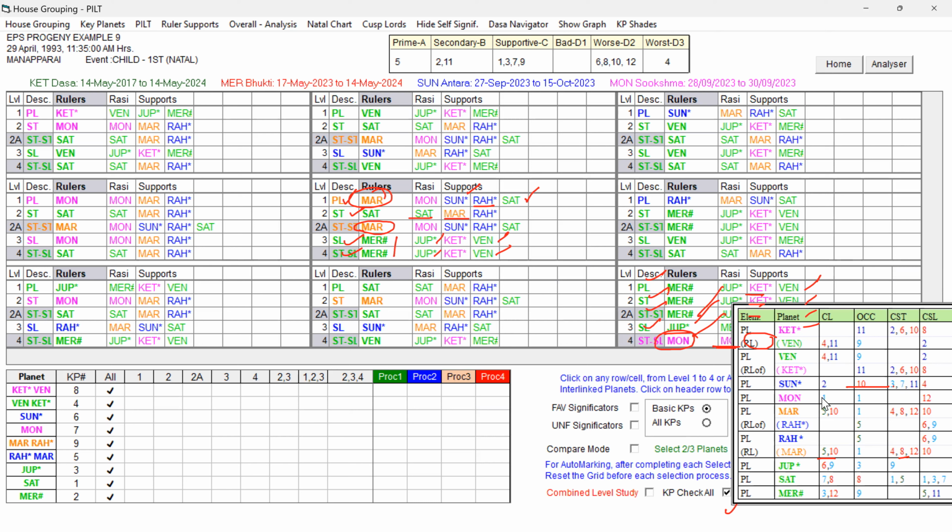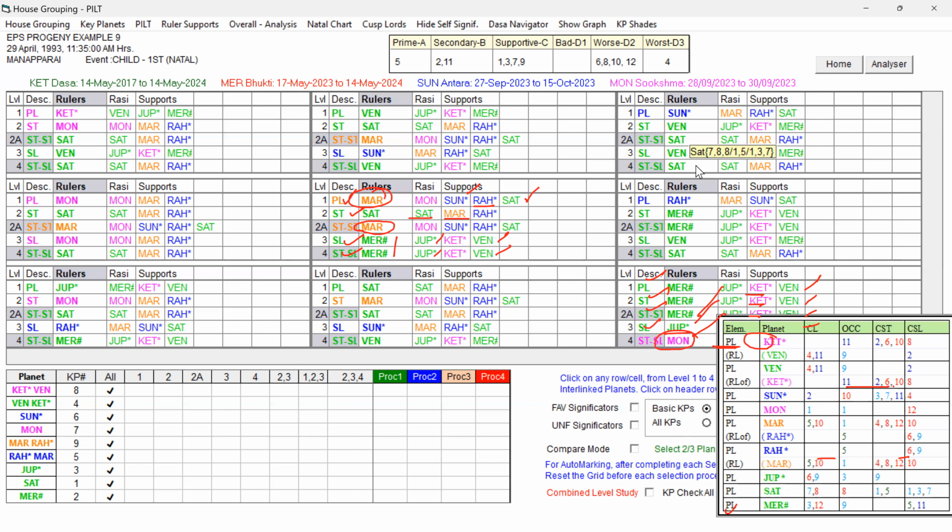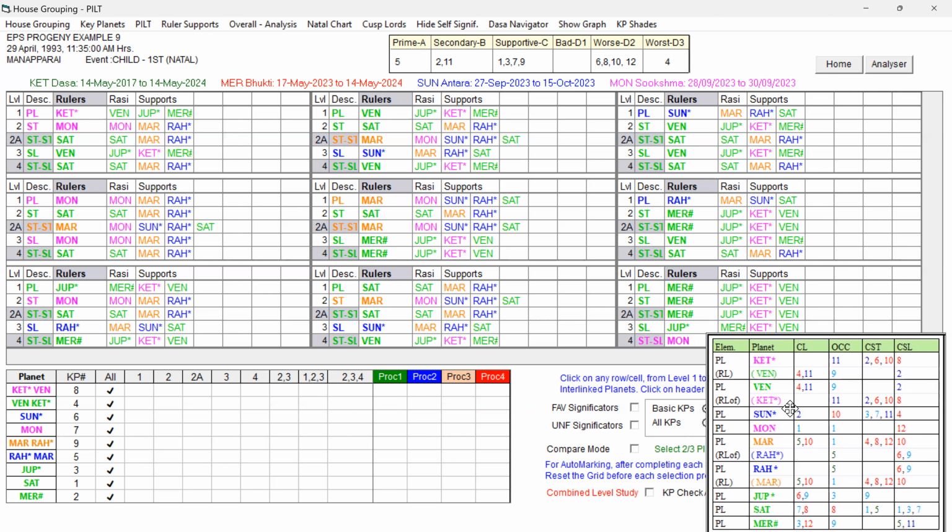So it indicates it supports the progeny. It is not denying progeny, but it is indicating some obstacles and delay. So that we have to check now. So we have studied the destiny. Now we have to check the marriage period.